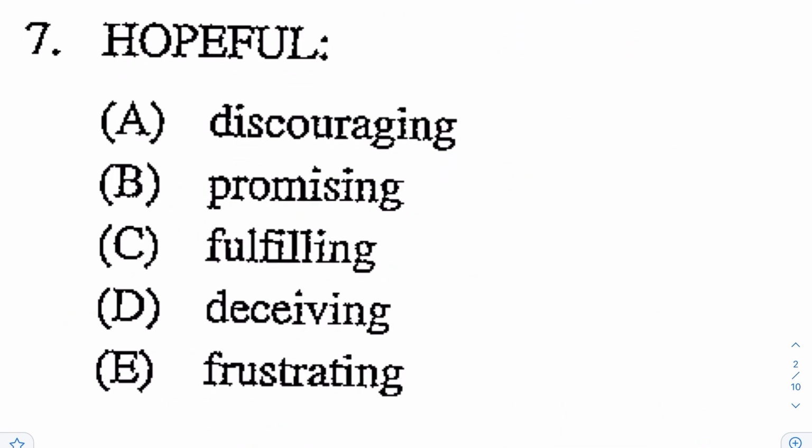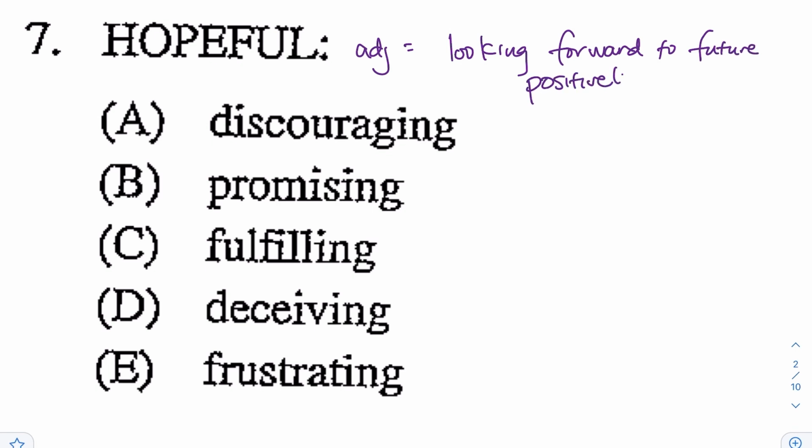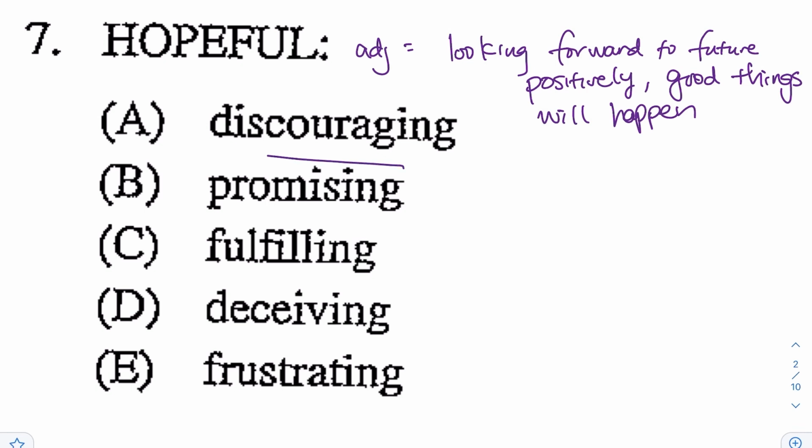Next, for number 7, the word is hopeful. So when you're hopeful, as an adjective, that means you are looking forward to the future positively. So you want good things to happen, good things will happen. So here, when someone's hopeful, it looks promising, which means that good things will happen.